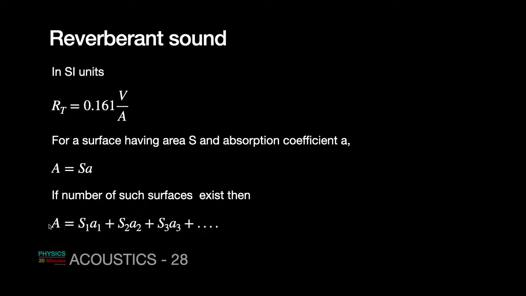I suppose all of you are familiar. You have done this. If you have pen and paper around you, please write down this formula. We will need them for problem solving. RT is 0.161 V by A. A is equal to S a, and if there are a number of such surfaces, then A is S1 a1 plus S2 a2 plus S3 a3, so on and so forth.